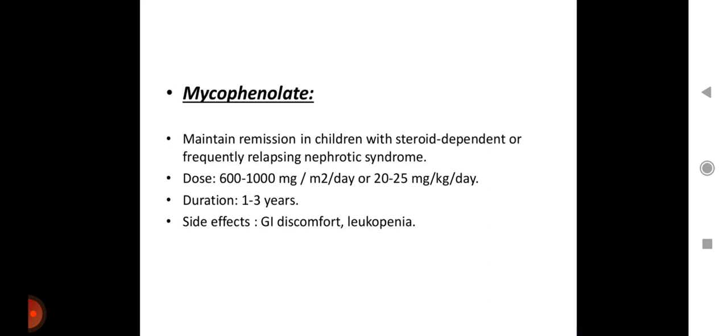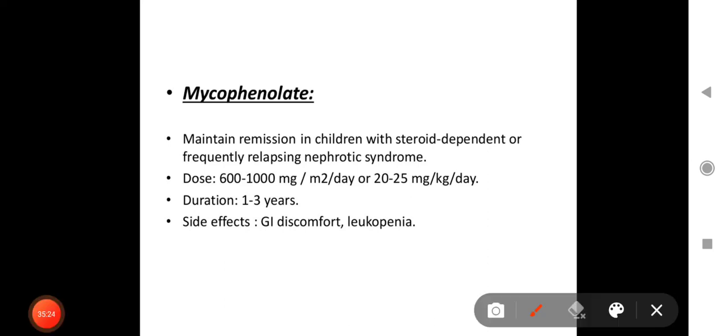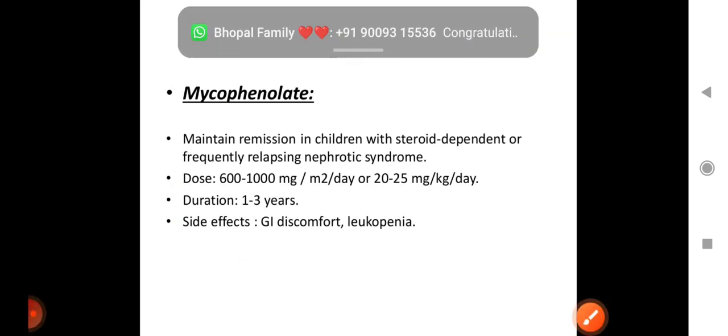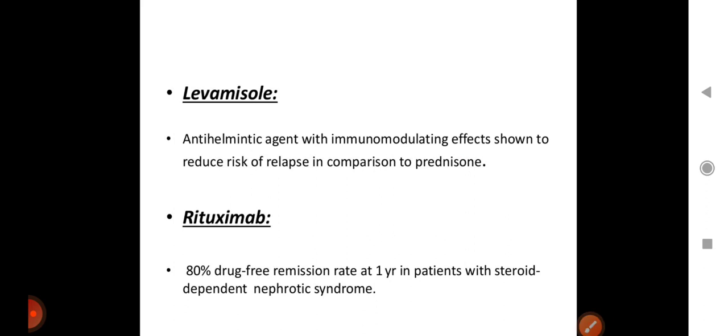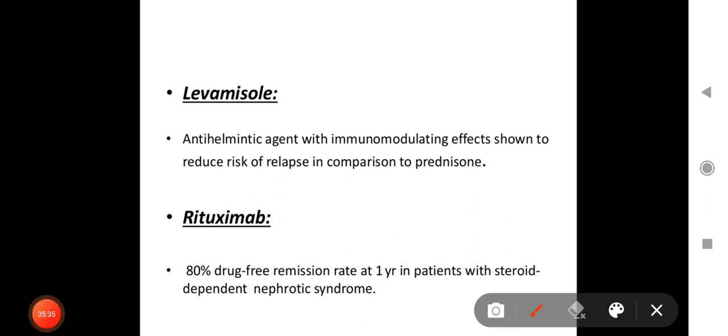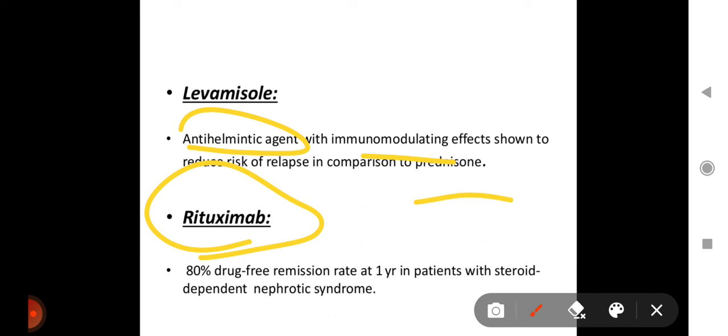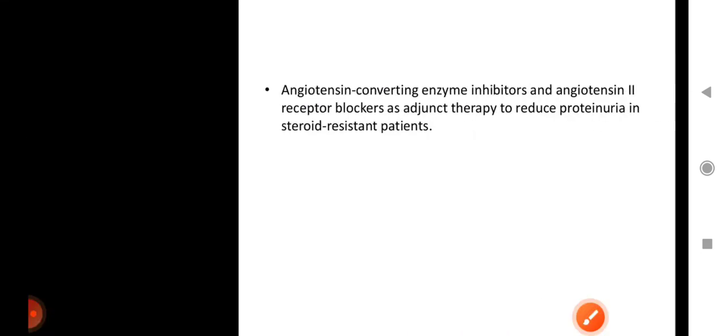Mycophenolate mofetil maintains remission in children with steroid dependent or frequently relapsing cases. This is the dose, duration is 1 to 3 years, side effects are GI discomfort and leukopenia. Next is levamisole. It's an anti-helminthic agent with immunomodulating effect shown to reduce the risk of relapse in comparison to prednisolone. Next is rituximab, 80% drug-free remission rate at 1 year in patients with steroid-dependent nephrotic cases.